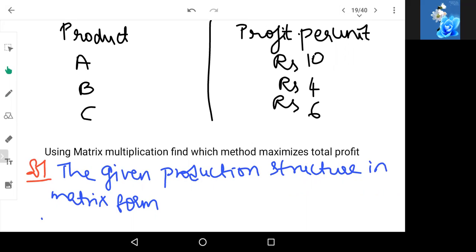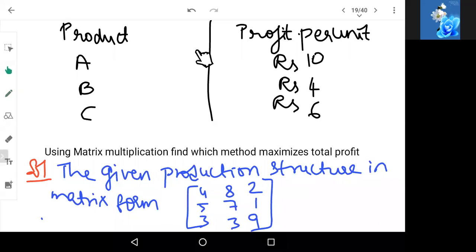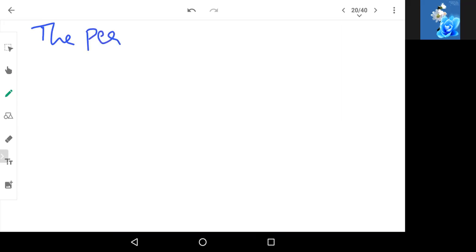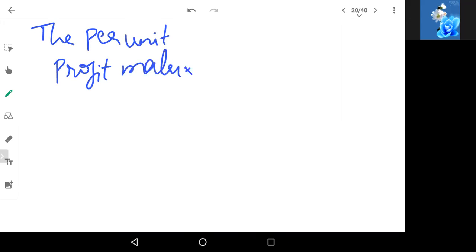And that matrix is called the production structure matrix. So write down that matrix. That is the numbers 482, 571, 339. Okay, so this will be the production matrix. And then they have given us the information about the profit. So these numbers will become the profit matrix. So the per unit profit matrix is, so what was the per unit profit? 10, 4 and 6. Okay, 10, 4 and 6 is the profit matrix.